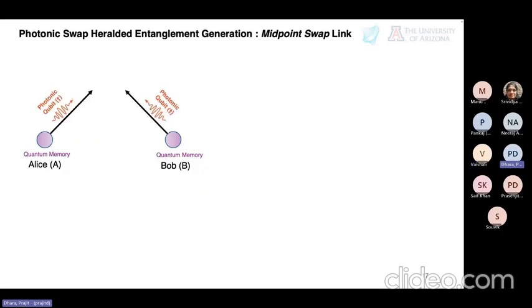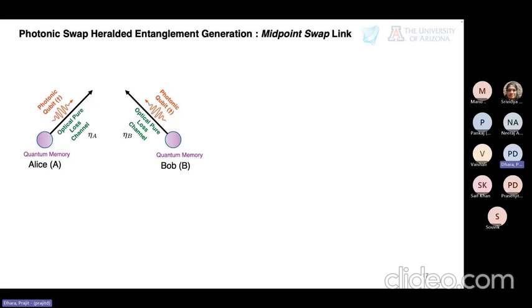Now, moving to the actual architectures, one can ask the question, how many ways are there to send information to two parties? Well, the analog that does not exist in classical communication is the midpoint swap link, where we assume that two parties, Alice and Bob, now I remove the pictures and say that they're arbitrary quantum memories, these purple circles, that can send photonic qubits to a midpoint.